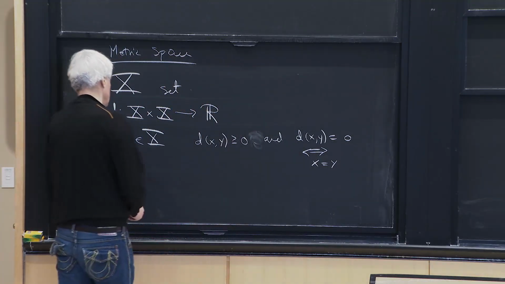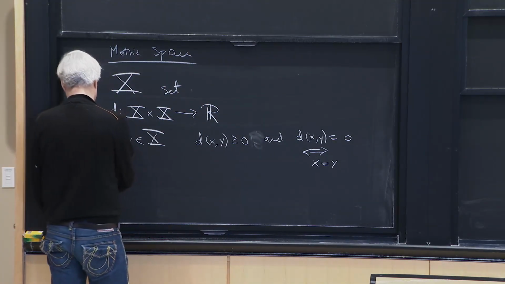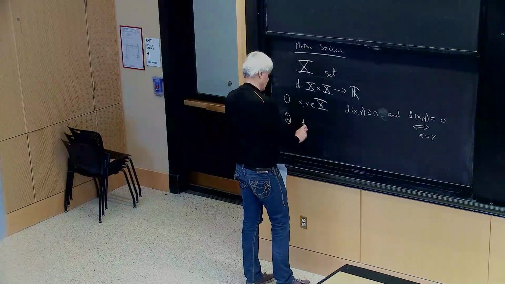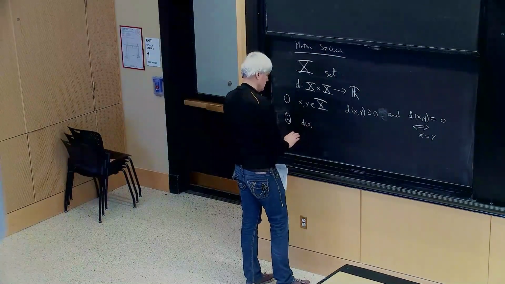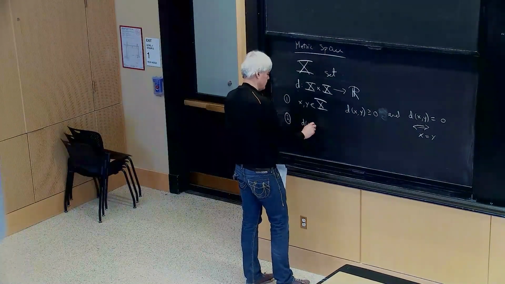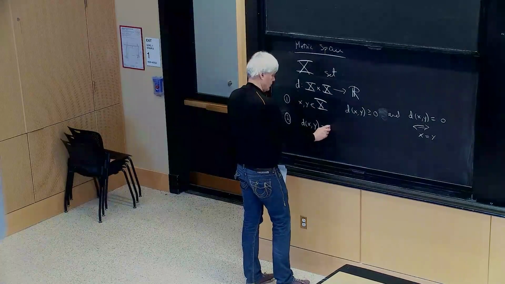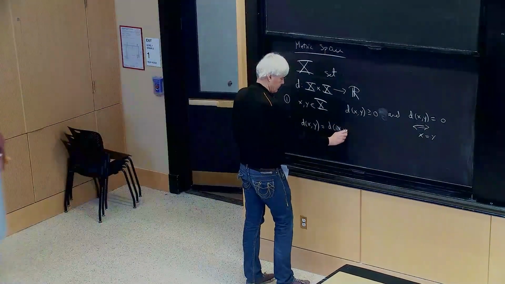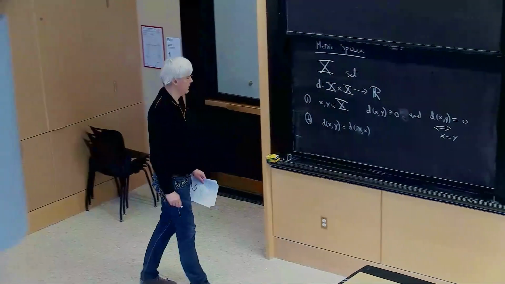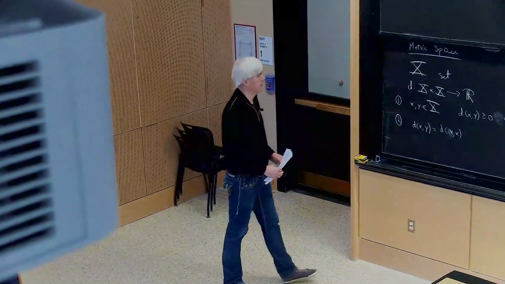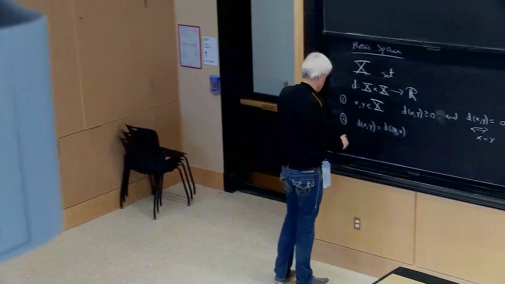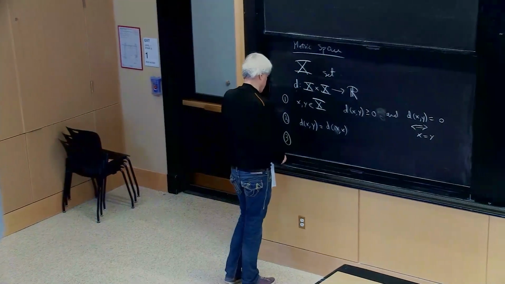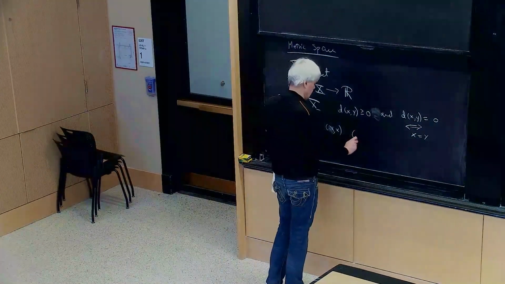And then it should be symmetric. So property 2 is that it should be symmetric. So it doesn't matter whether you go from x to y or from y to x. The distance is the same. And the third, which is the most non-trivial part, is the triangle inequality. So this here is symmetric.